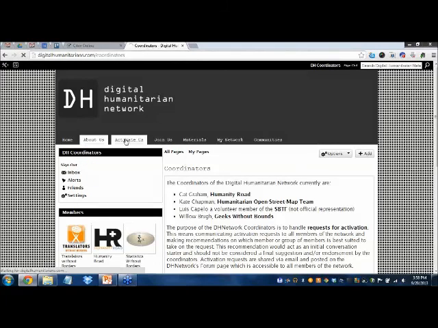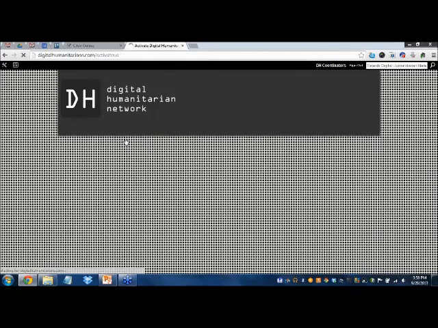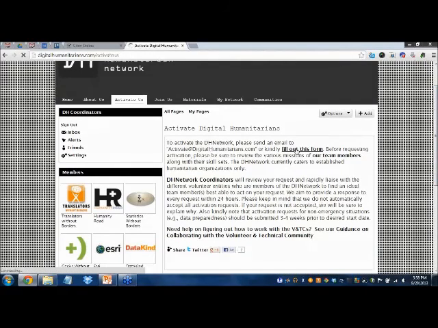Now, the Activate Us tab, right? It's a very clear tab on there. It links out to a simple Google form. It says kindly fill out this form, and you may contact the coordinators or simply email activate@digitalhumanitarians.com. And we've had the activation happen both ways. And there are a couple of documents I mentioned earlier.